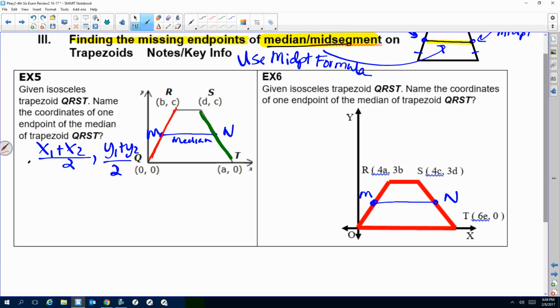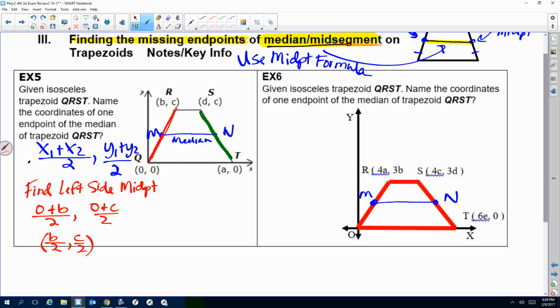So you start on your left side. Find left side midpoint. Okay, so I look on the left side, it is R and Q. I'm adding up my x's, which are 0 plus b, over 2. And then I do my y's, which is 0 plus c over 2. Well, anything plus 0 is itself. That's our additive identity. So that would be b over 2, comma, c over 2. So that's the midpoint on the left side.